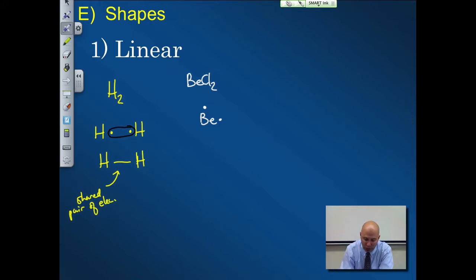Notice I separate them as I go around. Chlorine has 7. 1, 2, 3, 4. Now we double them up, 5, 6, 7. And of course, there are 2 chlorines. So here's your 2 chlorines. And now I think we all might be able to see that we have 2 available on the beryllium, and then 1 each on each chlorine. Okay? So obviously we're going to get a bonding and a bonding.